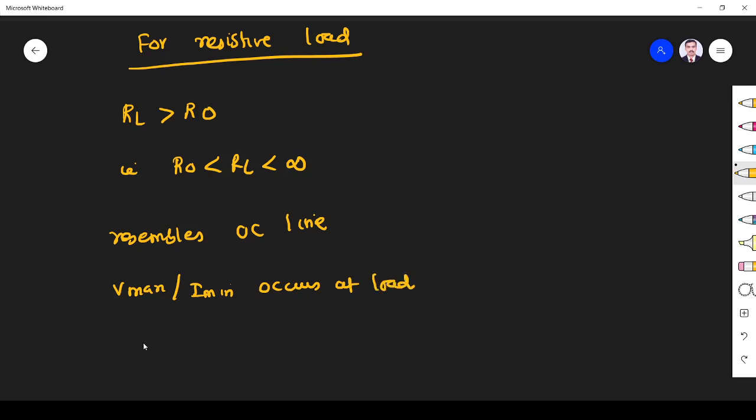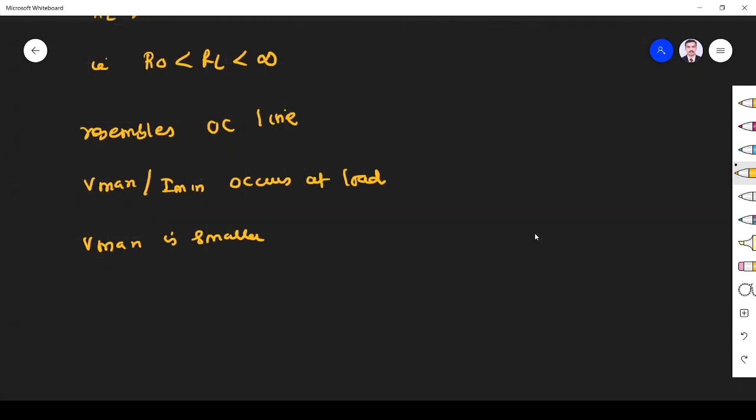Another thing is V max is smaller, very less, and I minimum is not equal to 0. In open circuit load, it is exactly 0. Here, I minimum is not 0. Since I minimum is not 0, V and I will give power which is not equal to 0, because P is equal to V max into I minimum at load.